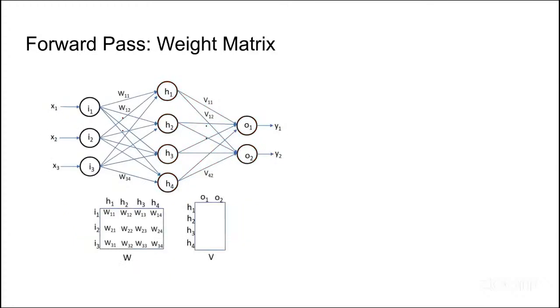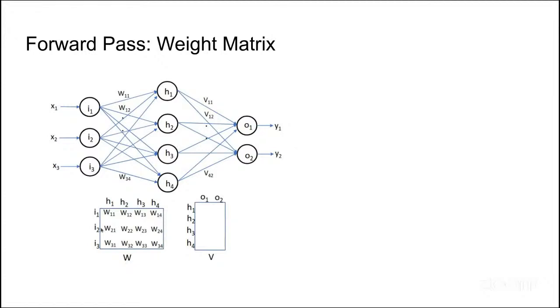So we can convert each of these scalar weights into a weight matrix. For example, the input is I1, and I1's corresponding weight to H1 is W11. I1's corresponding weight to H2 is W12. I1's corresponding H3 weight is W13. I1's corresponding H4 weight is W14.